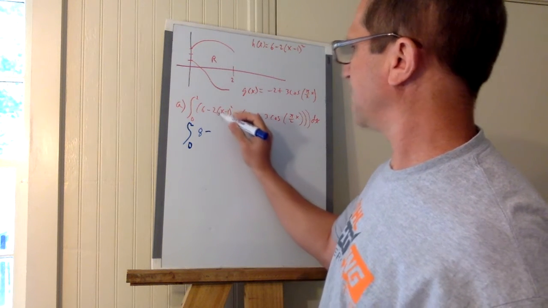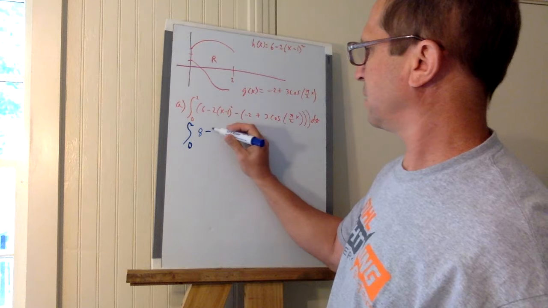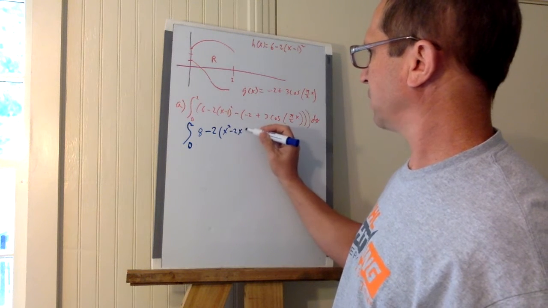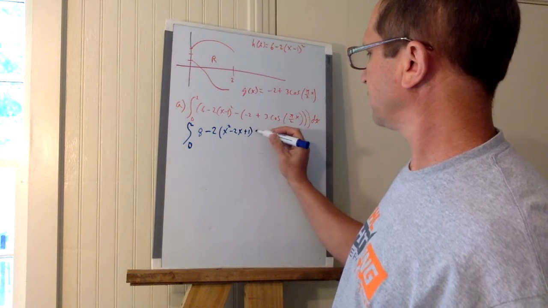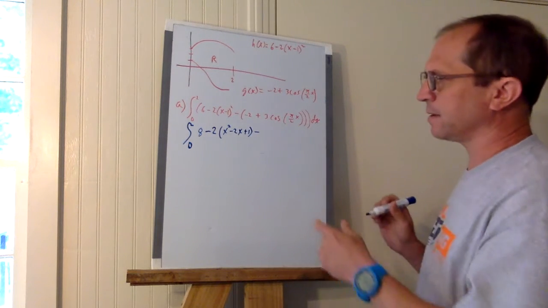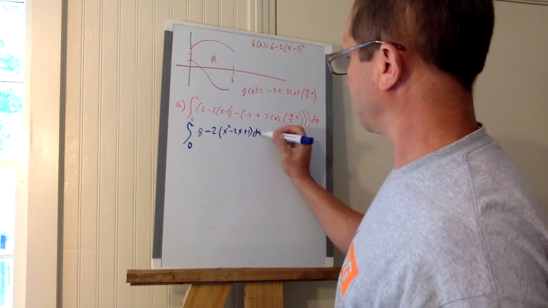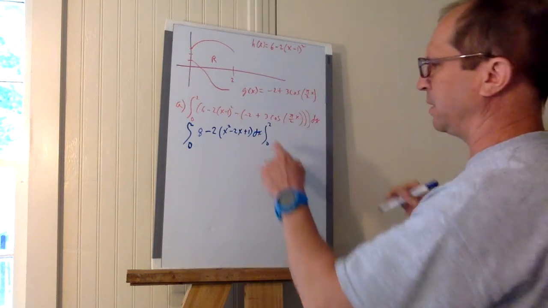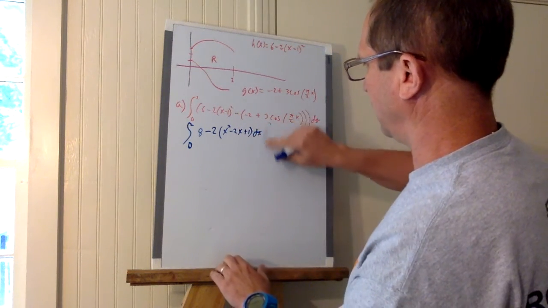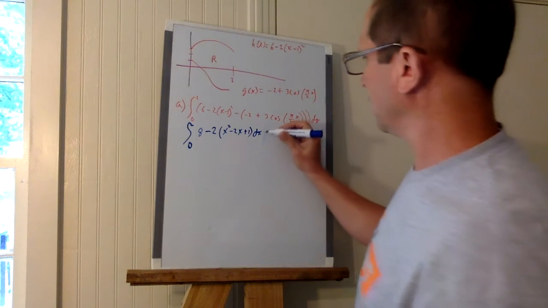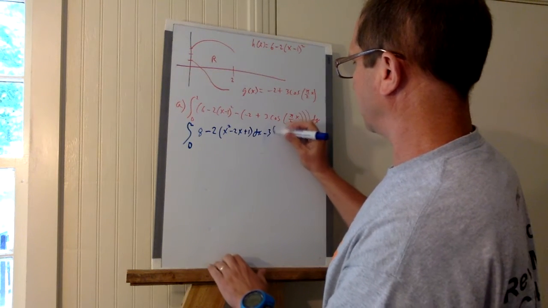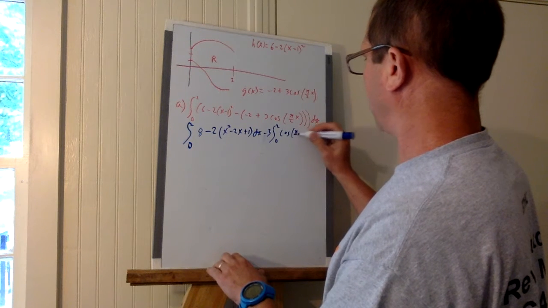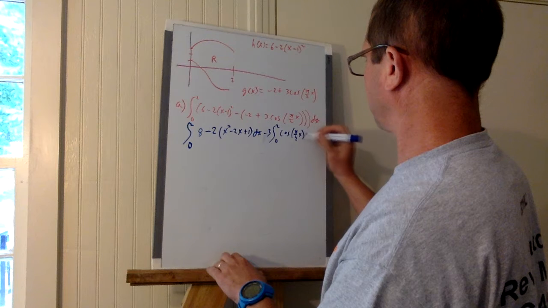And then it's going to be minus, and I've got this 2 times x squared minus 2x plus 1, and then I need to put a dx here. From that, I'm going from 0 to 2. I've got this minus distributed in with the 3, so I need to erase that real quick. You can erase it with your finger if you need to. Minus 3 times the integral from 0 to 2 of the cosine of pi over 2 x.